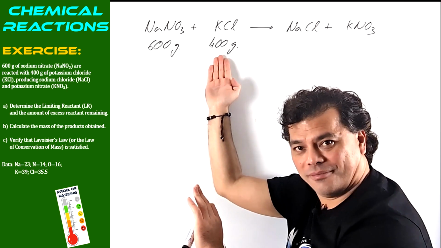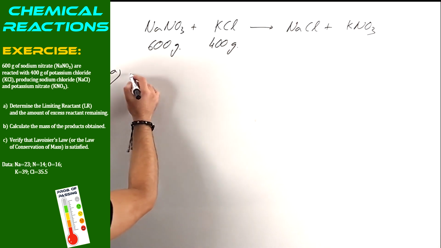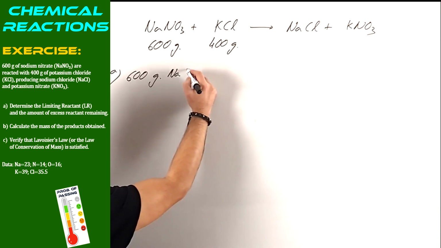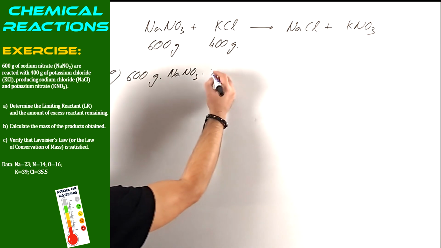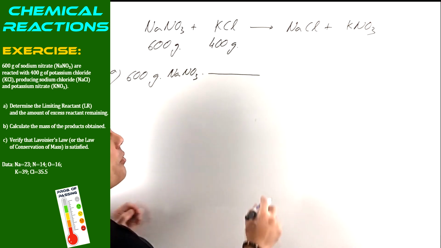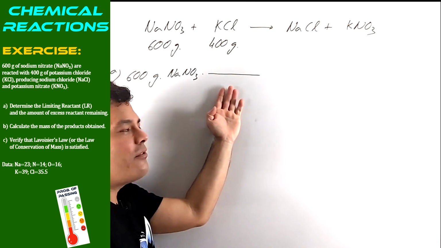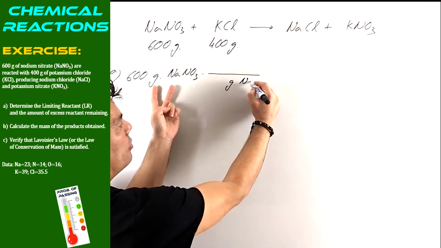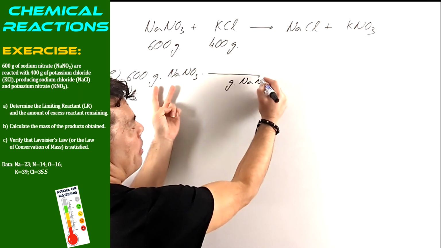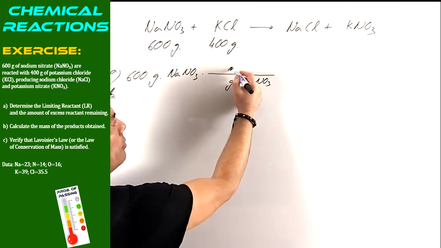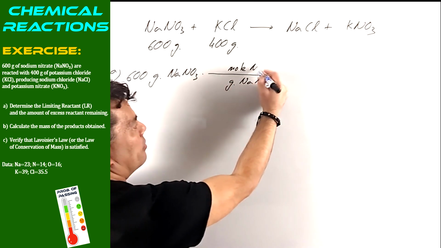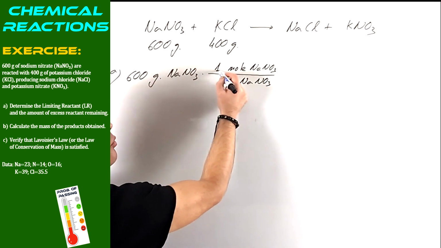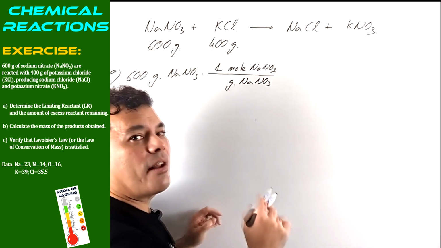So, look. First of all, let's place here 600 grams of sodium nitrate. And as always, we are using this first conversion factor in order to cancel grams of sodium nitrate and get into moles of sodium nitrate. As always, 1 mole will be enough to do this calculation.